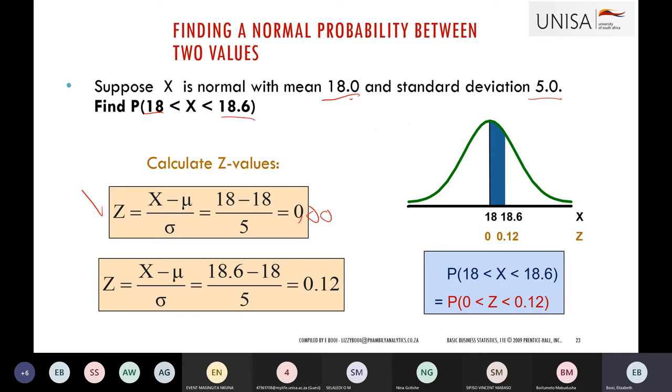We do the second part, which is 18.6. Calculate the Z value: X minus the mean divided by the standard deviation. Our X is 18.6, our mean is 18, our standard deviation is 5. And we know that that is 0.12. We then need to find the probability that Z lies between 0.12 and 0. Then it means we need to find the probability that Z is less than 0.12 minus the probability that Z is less than 0.00. That's what we need to do.